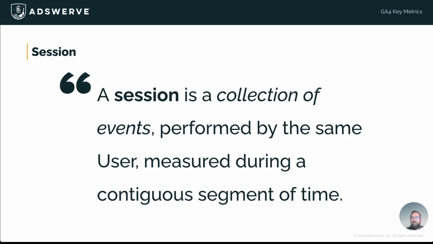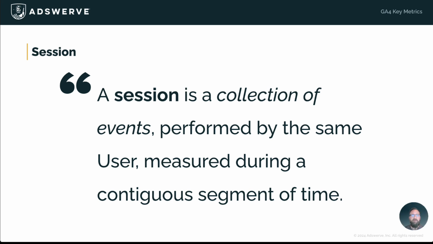A session is a collection of events performed by the same user and measured during a contiguous segment of time. So what that means is that we don't necessarily know exactly when a user abandons their session, when they're done on our website or app. So sessions have what's called a session timeout, which is an amount of time after which we consider the session ended. By default, this is 30 minutes, but it is configurable by admin.